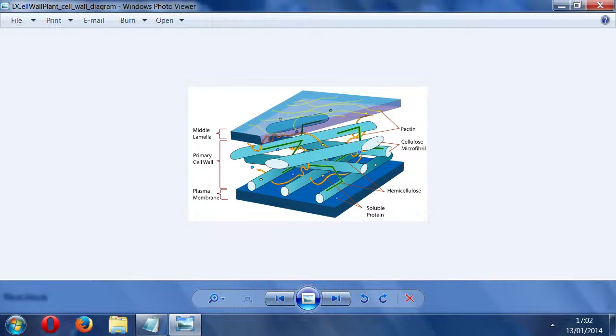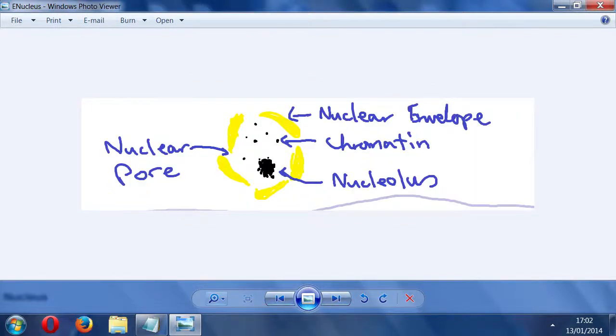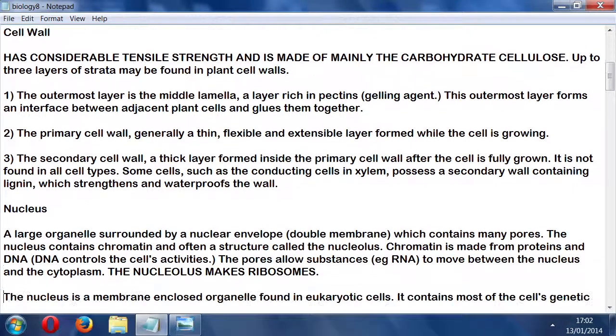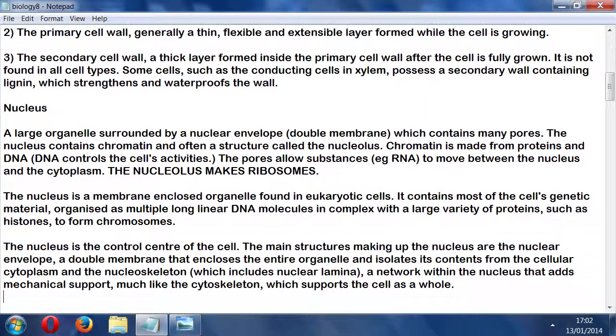And yeah, I'm pretty sure that's the only one I've got. Yep. Okay, so there's the nucleus. So let's talk about the nucleus. Okay. So the nucleus is a large organelle surrounded by a nuclear envelope.